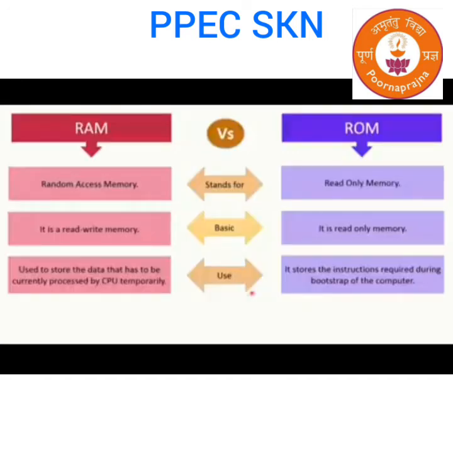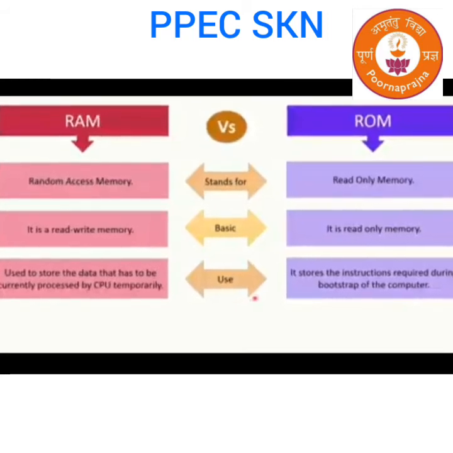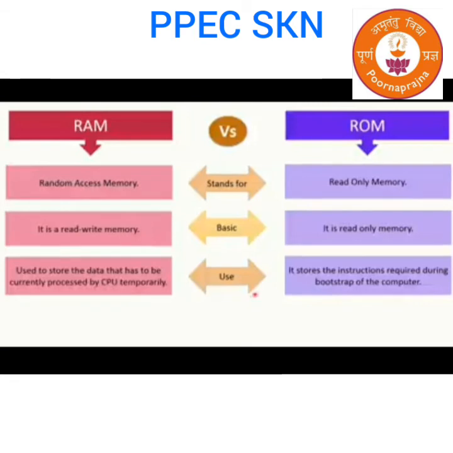Here you can see one comparison table. Whatever contents or topics we discussed in part 1 and part 2 video about memory and its types, everything I am going to summarize using this comparison table. RAM is random access memory. ROM stands for read-only memory. RAM is a read-write memory. ROM is basically a read-only memory. RAM is used to store the data that has to be currently processed by the CPU, but it's temporary. ROM stores the instructions permanently required during bootstrap of the computer.